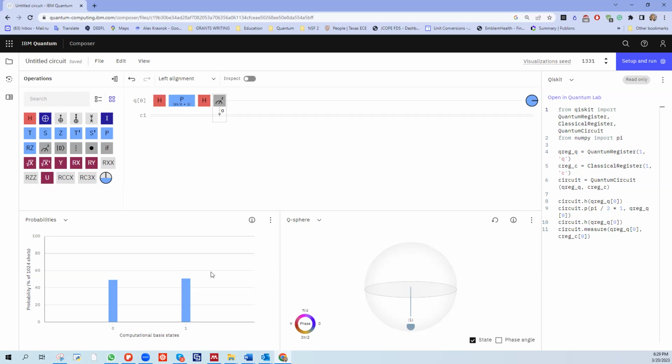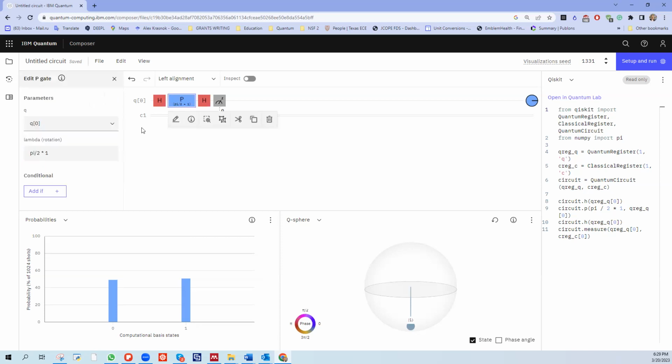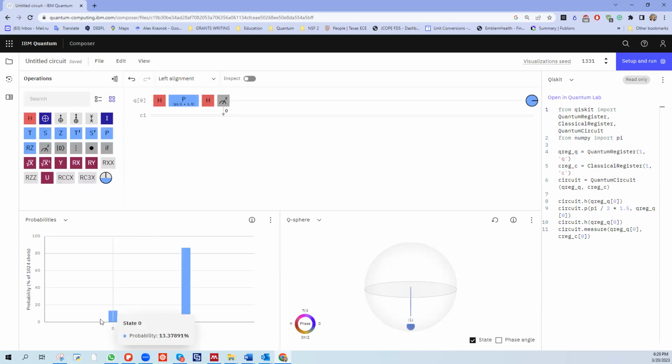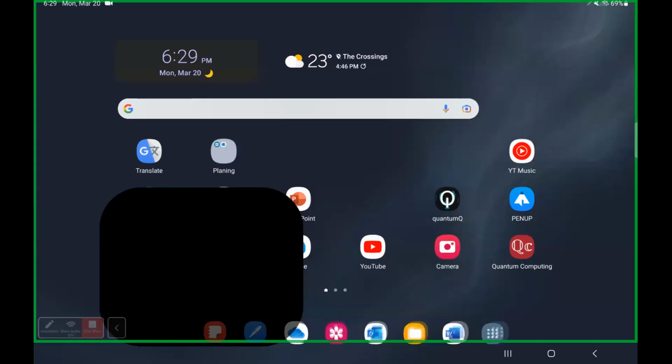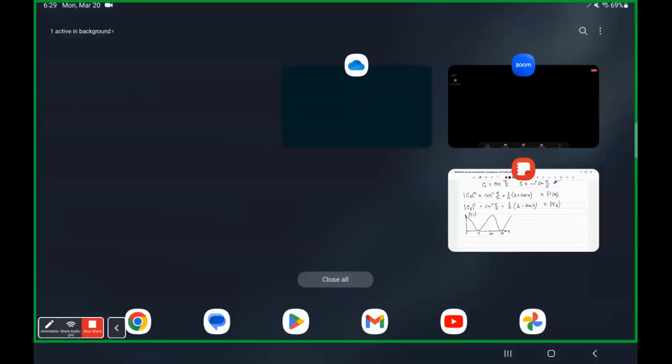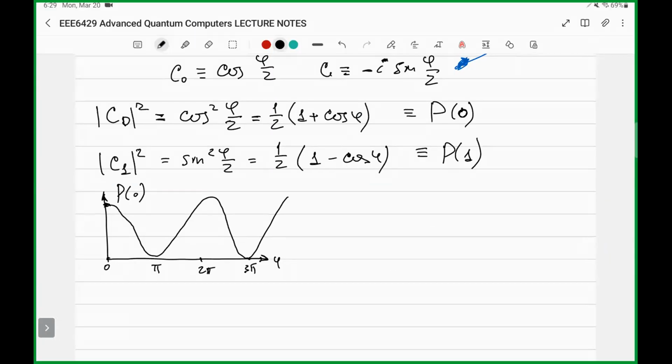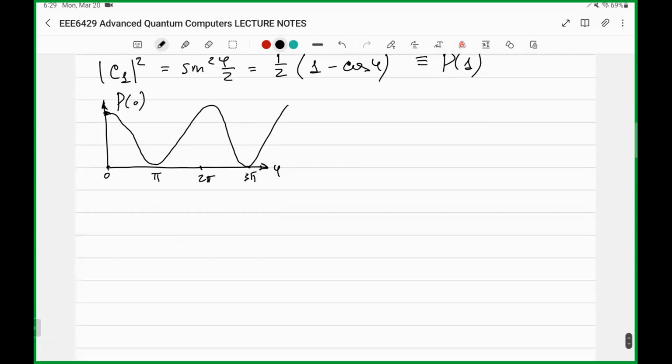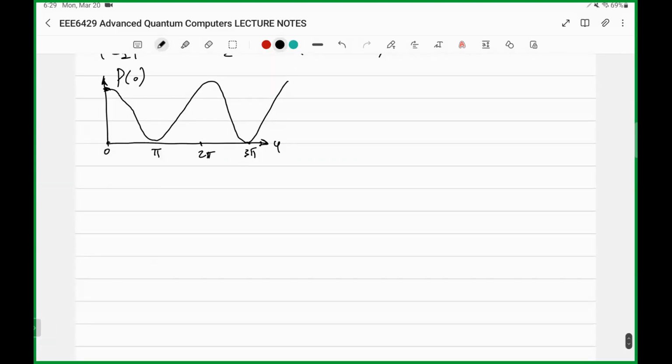Anyway, as you can see, this IBM Qiskit demonstrates nicely this effect of superposition. And by changing the phase, you can change the result. Let's go back to the lecture. Yes, and this is called Ramsey Interferometer.